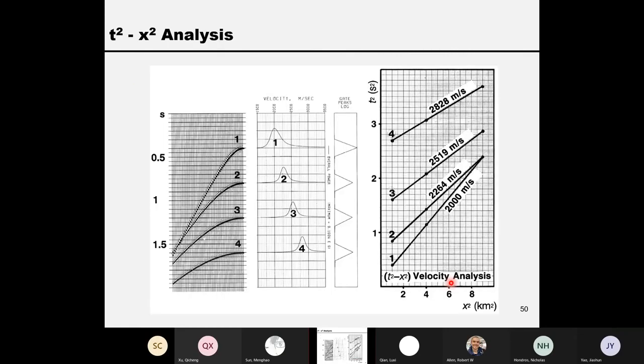The example here, in this CMP gather, you have four reflections. In the middle we have what is called a velocity spectrum analysis. So what do they do? They assume the velocity is constant, numerically calculate the travel time, and sum them together. You end up with the power here, the amplitude power. And then you can horizontally find the maximum power point here.